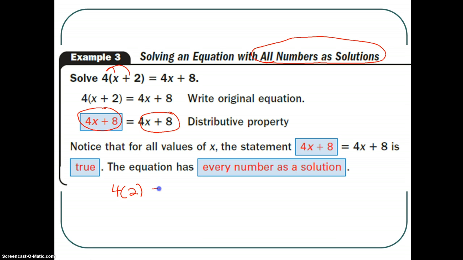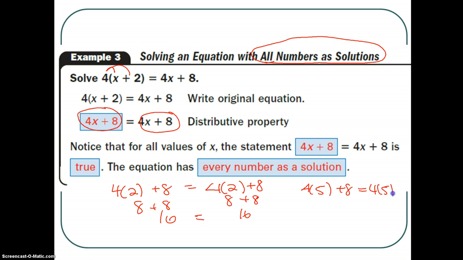If I put in 2 for x, that's going to be the same answer on each side. If I put in 5 for the x, you're still going to get the same answer. So no matter what I put in for x, because it's the same problem on both sides, it's going to make it true.